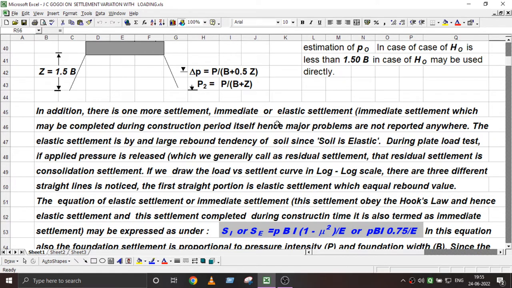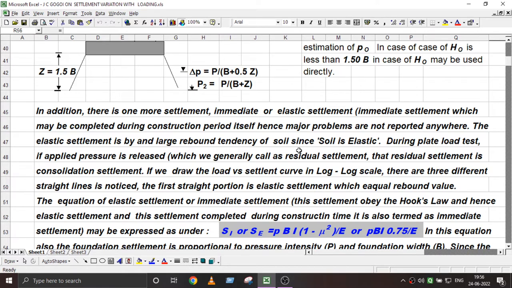However, nowhere has any major problem for immediate settlement or elastic settlement been reported so far during my 52 years in my professional life. I never heard of any structural problem for immediate settlement. And the elastic settlement is by and large the rebound tendency of soil, since soil is elastic. Soil has elastic properties.